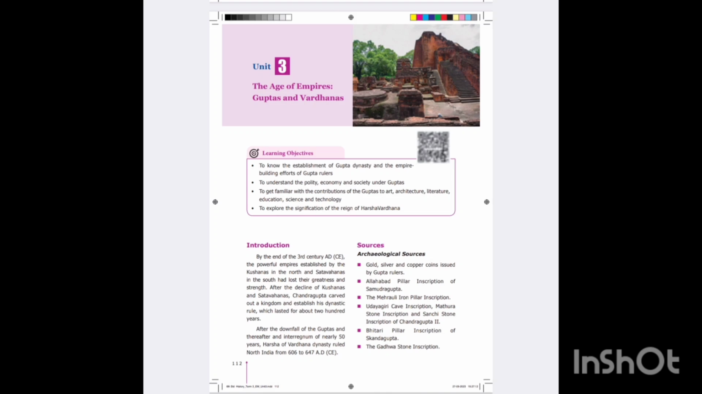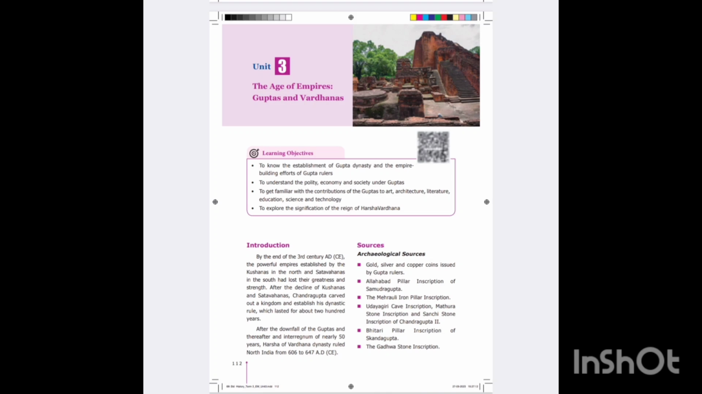Kalidasa's famous dramas were Shakuntala, Malavikagnimitram, and Vikramorvashiyam. Other significant works of Kalidasa were Meghaduta, Raghuvamsa, Kumarasambhava, and Ritusamhara.